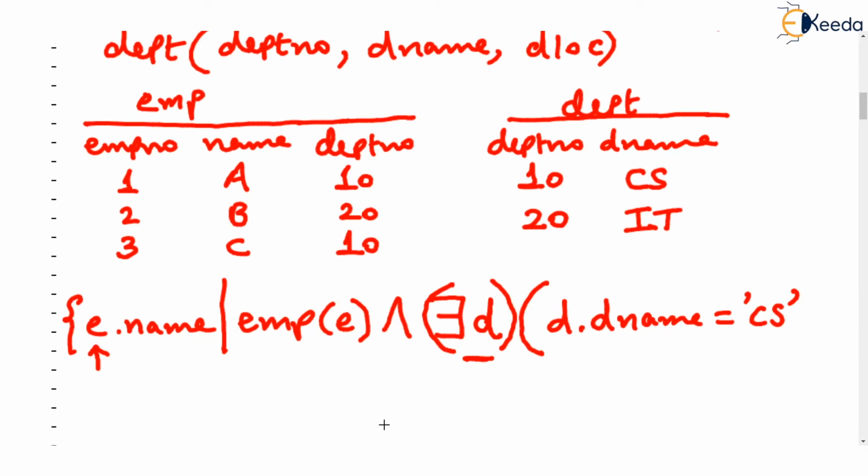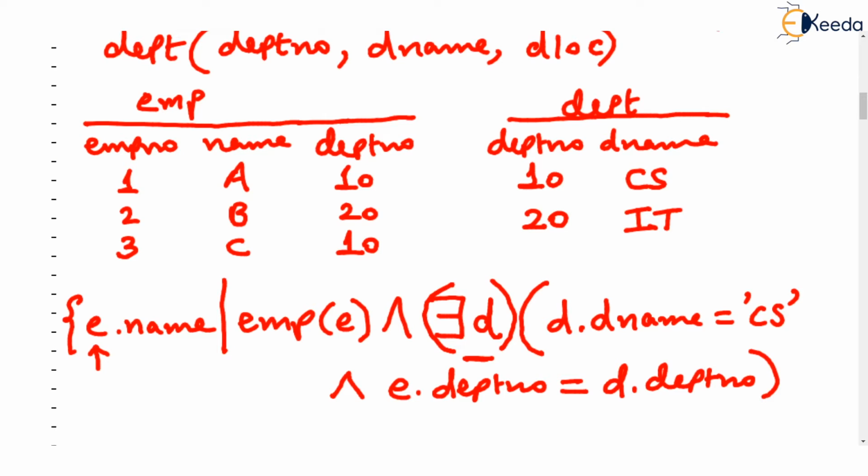Continuing the query, now the name is CS, and for that same department name CS, we should have E.deptno equal to D.deptno. This is nothing but the join condition that you would have written in relational algebra. Here ends the bracket that I have given for this condition. Just to increase the readability, we can give one more bracket over here, but that's not needed actually, but still let's give that bracket. And finally, we will close the curly bracket.